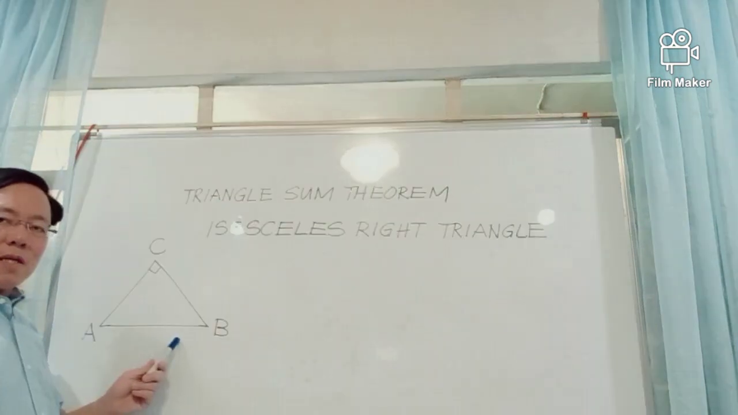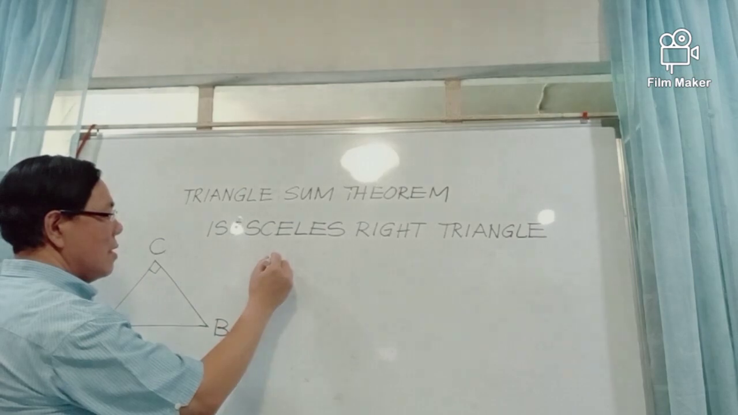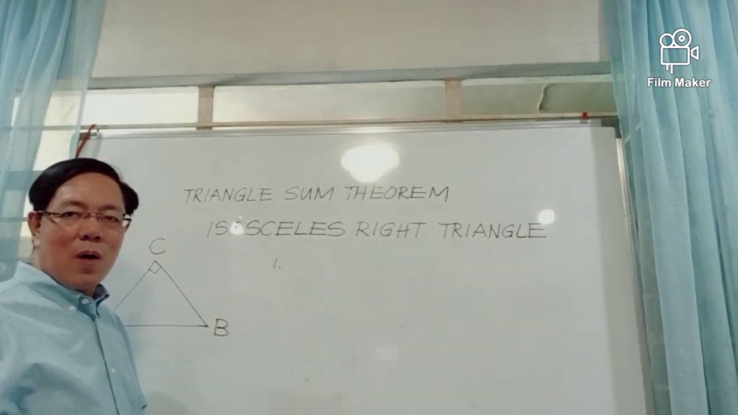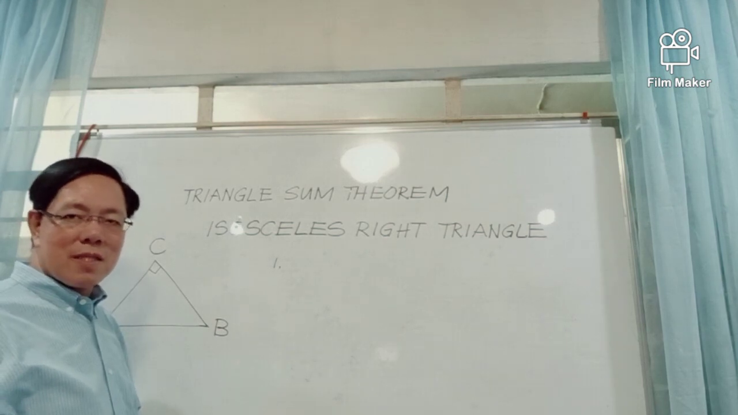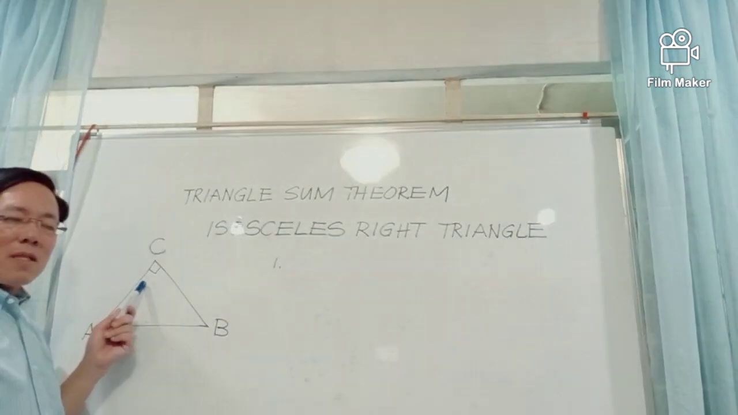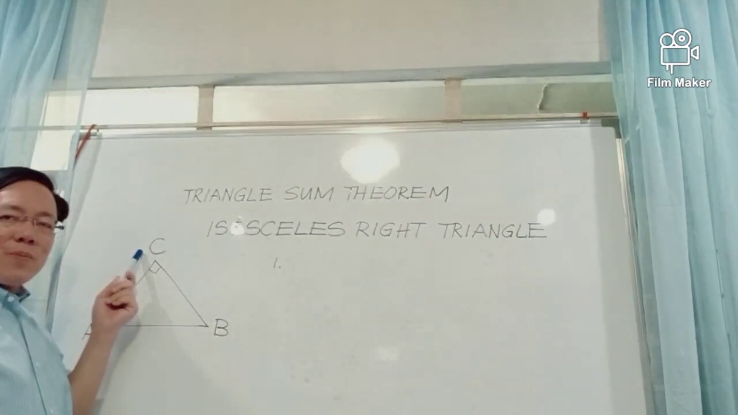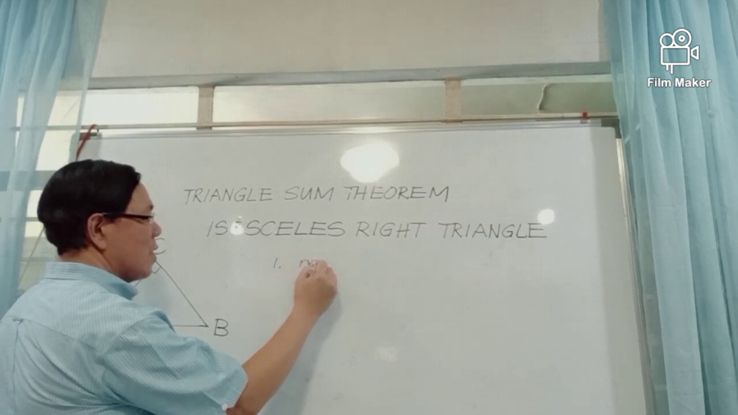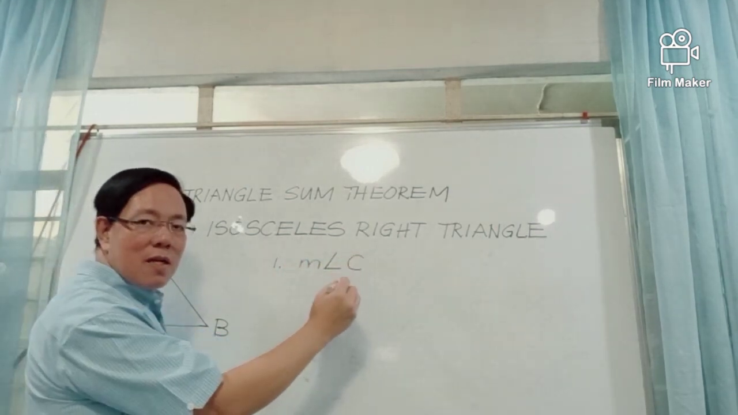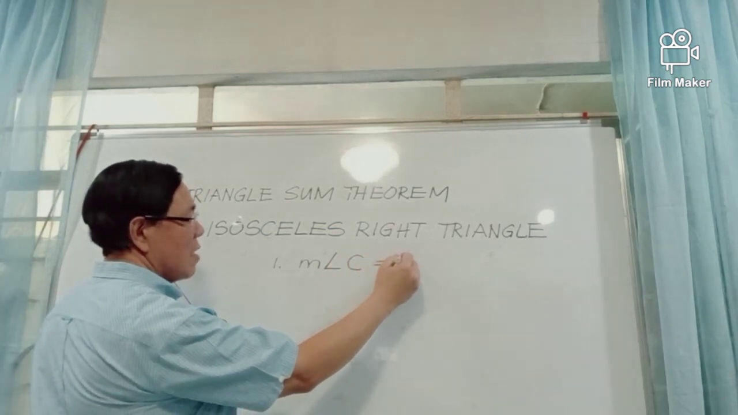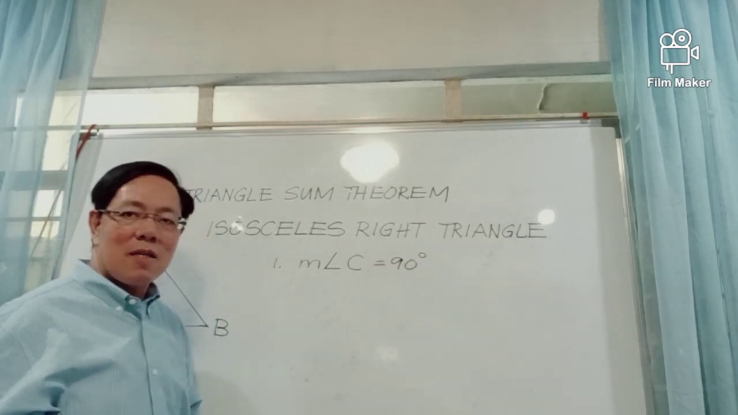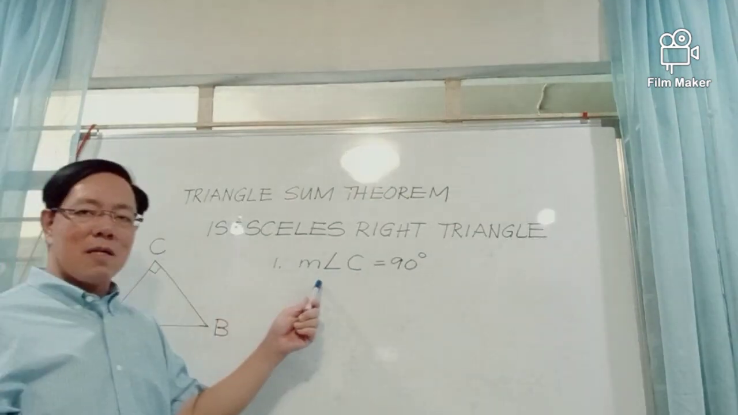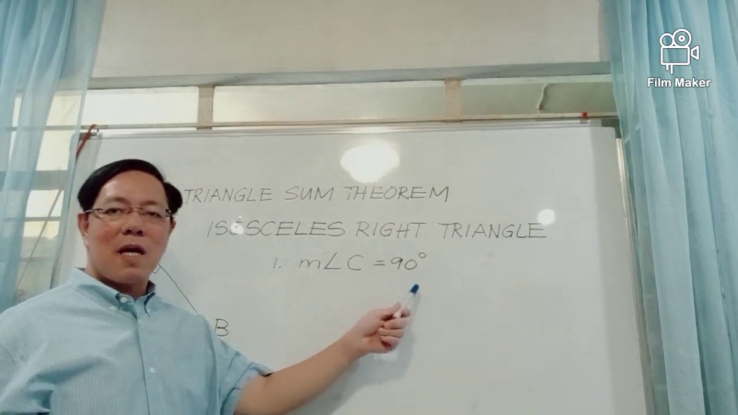An isosceles right triangle has the following properties. The first property: because an isosceles right triangle is a right triangle, one of its angles is fixed at 90 degrees. In this example, we take the angle C as the right angle, which means that the measure of angle C is 90 degrees. We write number 1, the first property of isosceles right triangle: one of the angles is a right angle, so the measure of that angle is 90 degrees. In this example, we take angle C as the right angle, so the measure of angle C is 90 degrees.